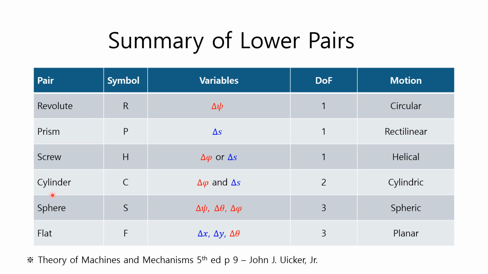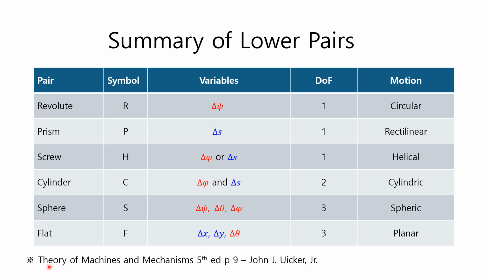The cylinder pair is represented by the capital C. It allows rotation about 1 axis and translation is also possible. It has 2 degrees of freedom. The sphere pair is represented by the capital S. It allows rotation about 3 axes and translation is not possible. It has 3 degrees of freedom. The flat pair is represented by the capital F. It allows rotation about a single plane and translation in 2 directions. It has 3 degrees of freedom.